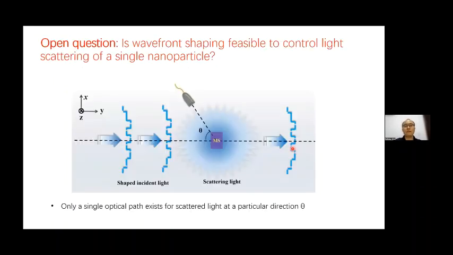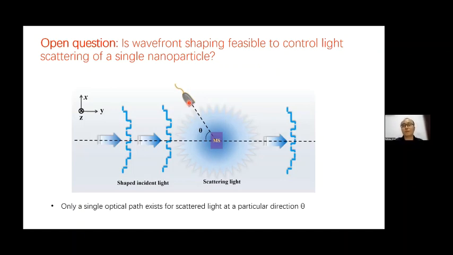This is fundamentally different in the case of light scattered by a single nanoparticle. You see, for the light scattered to a particular direction, there is only one optical path from the nanoparticle to the observation point. So there are no many optical paths.